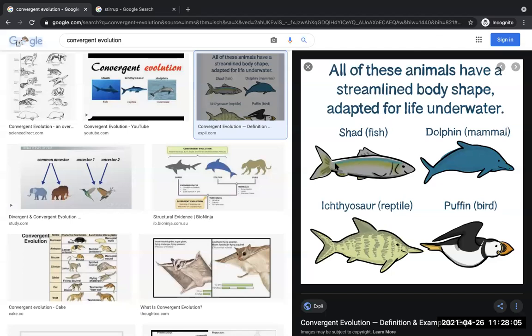So they have the same body shape because they are living in the same environment, which is the ocean. So maybe that's the best body shape to have underwater. So the same body shape is coming from the selective environmental pressure because they're living in the same environment. It's not because they have the same ancestor. They belong to different groups. Does that make sense, Scott?